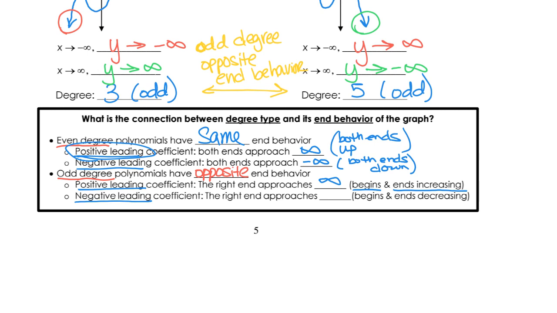All right. Whereas your negative leading coefficient in number 4, because it was a negative 2x to the fifth, your leading coefficient there is negative 2. And that negative leading coefficient means that the right end is going to approach negative infinity. Or some people will say that the graph begins going down and it ends going down. And so therefore it begins and ends decreasing.